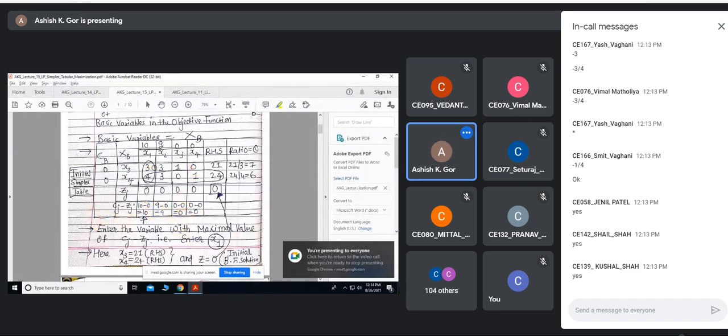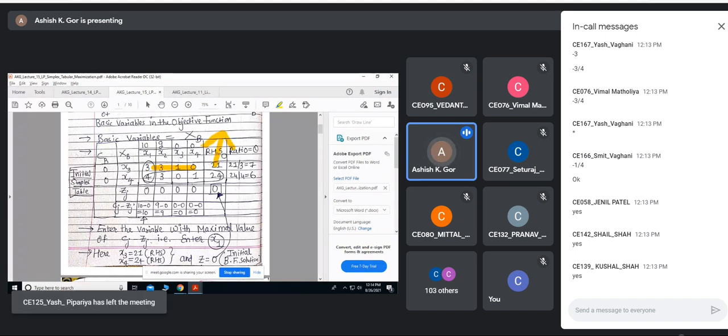Very correct. Okay, you also have to change this entry, 21. What will be the new value of 21? Anybody? It will be 21 minus what?